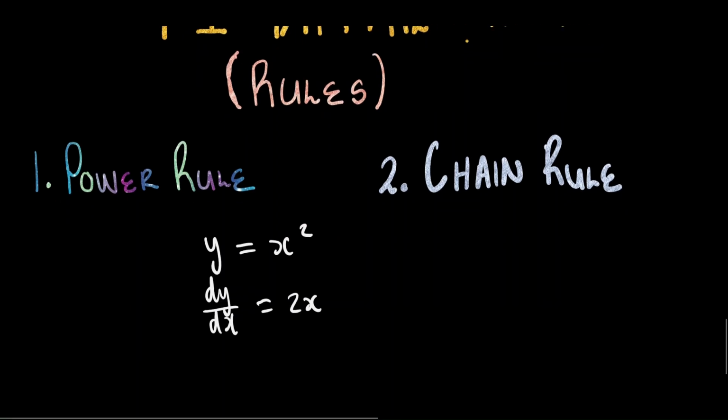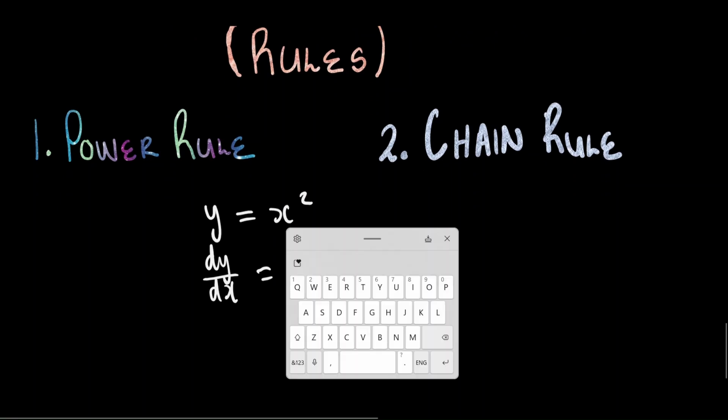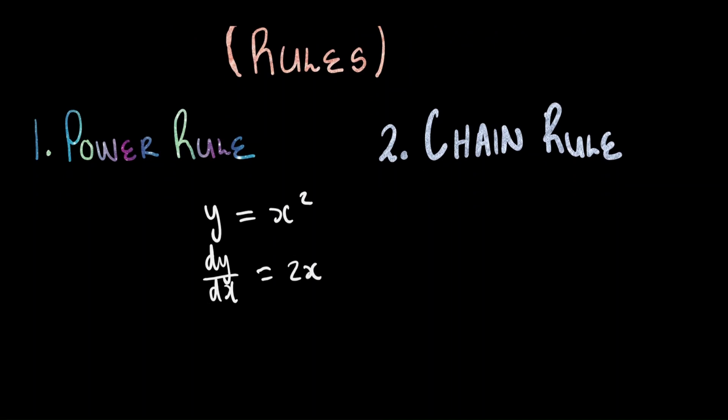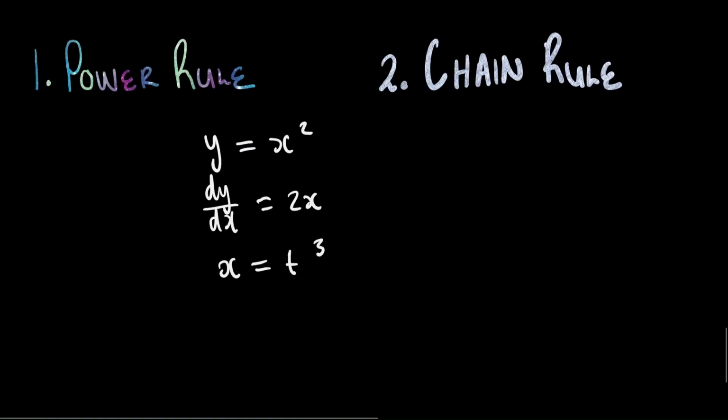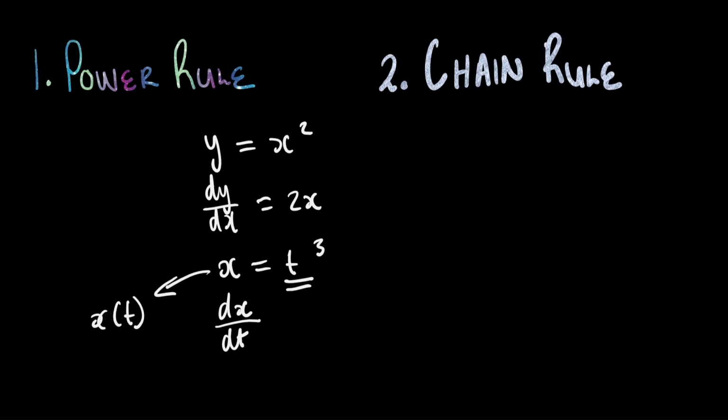Now, let's say x is equal to t cubed. Then the derivative would now be dx, meaning the derivative of x with respect to t, because it is a function of t. I'll write it out to say x is a function of t. In other words, it depends on t, okay?